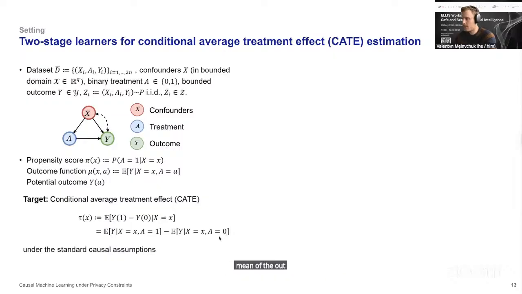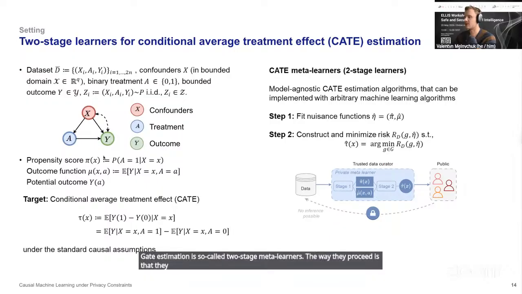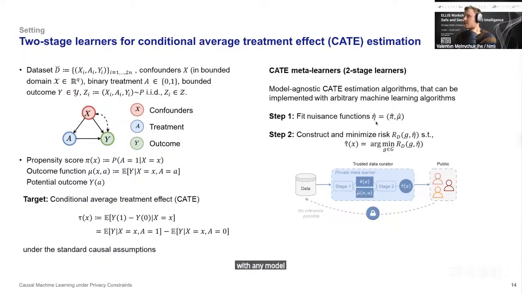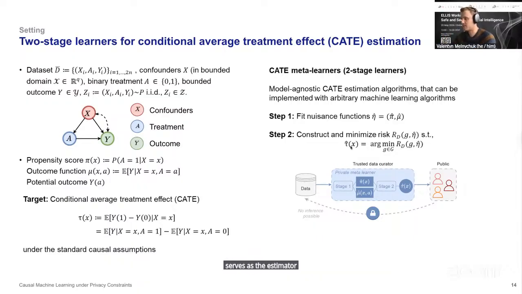A very standard way to build models for CATE estimation is so-called two-stage meta-learners. They first fit the nuisance functions, with any model of choice, which is why they're called meta-learners, and then you fix them. At the second stage, we fit the target model that serves as the estimator of our CATE. And what we want to do in our project is to provide a private predictor of CATE.